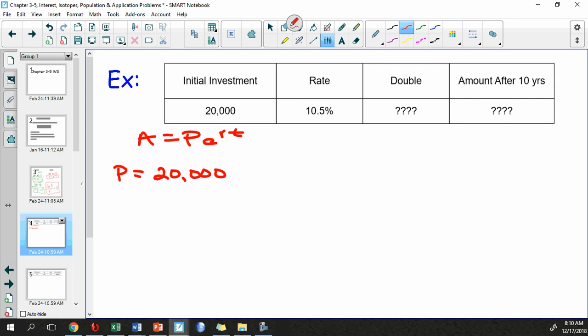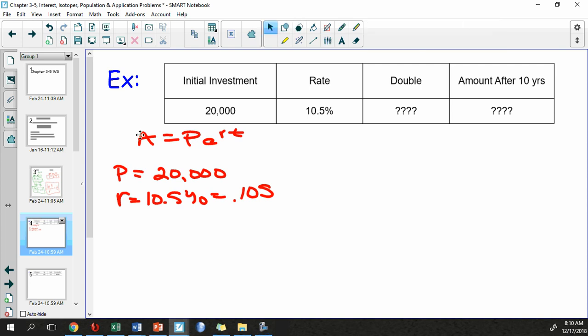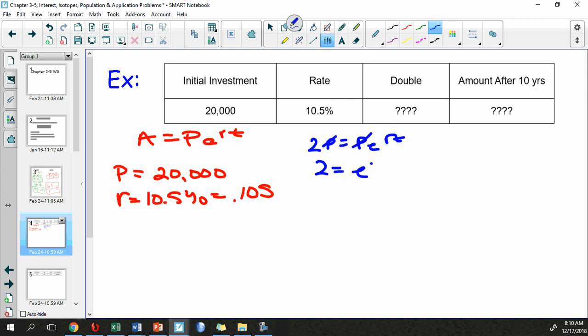Very good. So my rate is going to be 10.5%, which is 0.105. Yes? Okay. Now it wants to know the time it takes to double. That's just 2P. But we already said it's 2 is equal to e to the rt, yes? And we already know that this is going to be the natural log of 2 over r is equal to t. We already know that from what we just did last slide, correct?